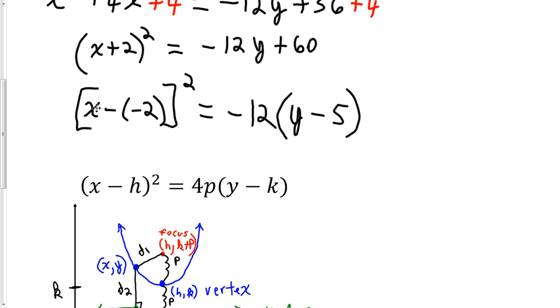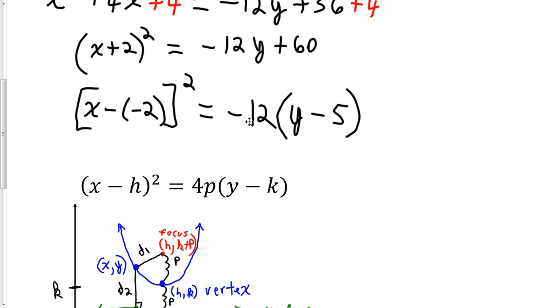Because this is written as x minus a number squared, I know that number is h. So h is the number negative 2. Over here, I also see that I have y minus a number, y minus 5. So k is equal to 5. I just need to figure out what p is.